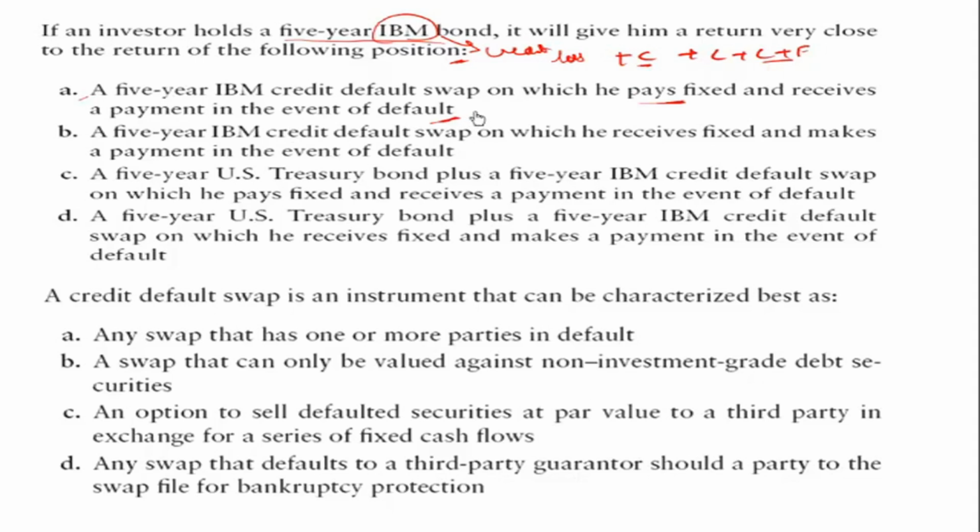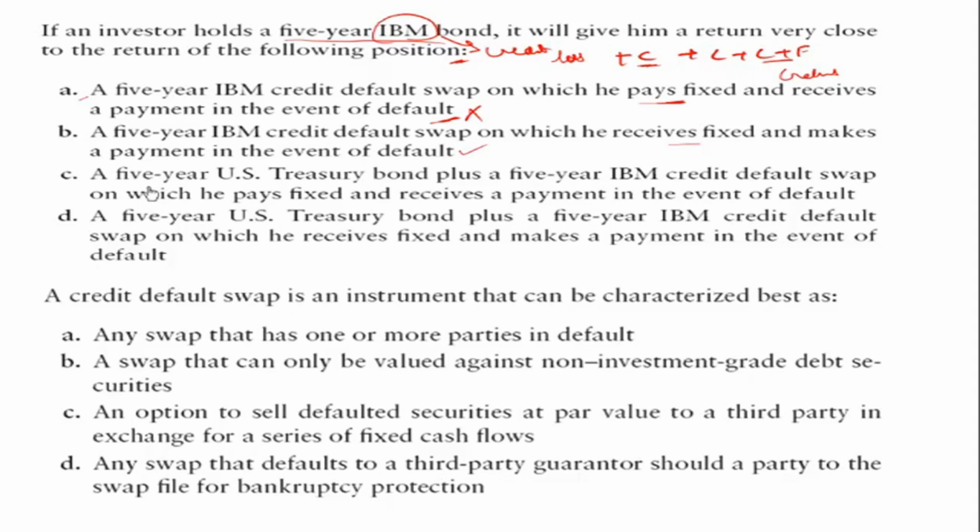Option A protects the risk of default. It is not the correct option. A 5-year IBM credit default swap on which he receives fixed and makes a payment in the event of a default. That is correct. That takes care of the credit risk, or that brings in credit risk into the portfolio that is present in our existing portfolio. However, it still doesn't get us the fixed cash flows.